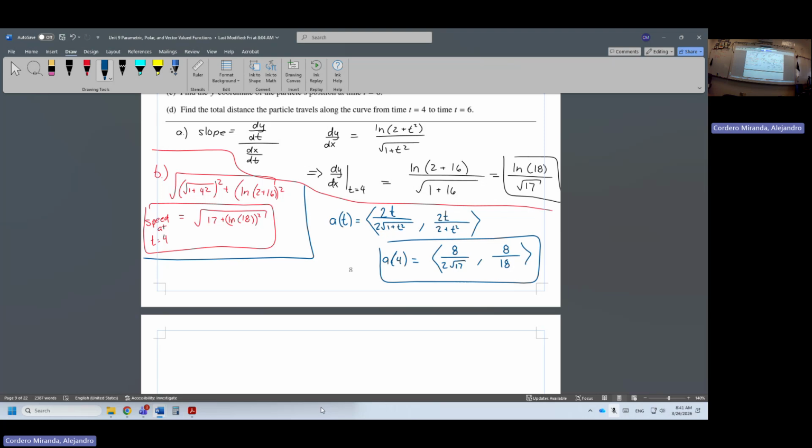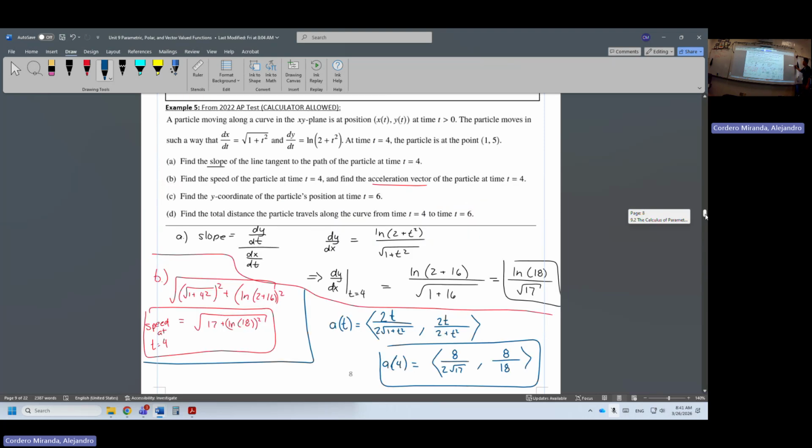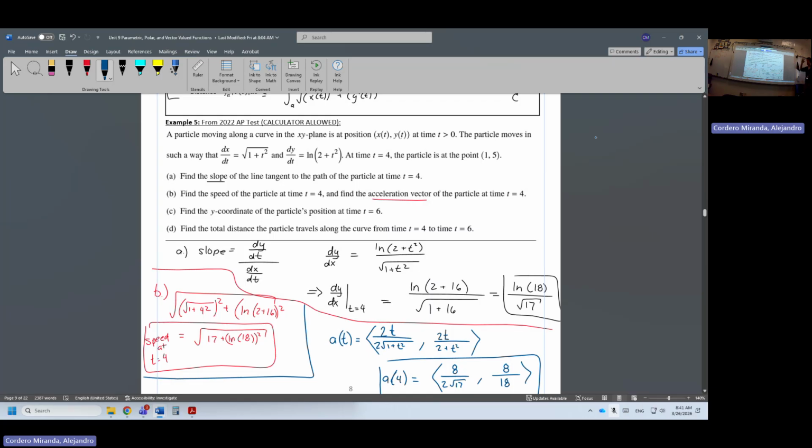Oh, I forgot to say this, but this is always or almost always on the calculator section of the test. So if you wanted to be lazy and make Desmos take this derivative and that derivative when t is 4, you could. You could just say x prime of 4, y prime of 4, and write that answer down. But they would probably want to see what you typed into your calculator, but more on that later.